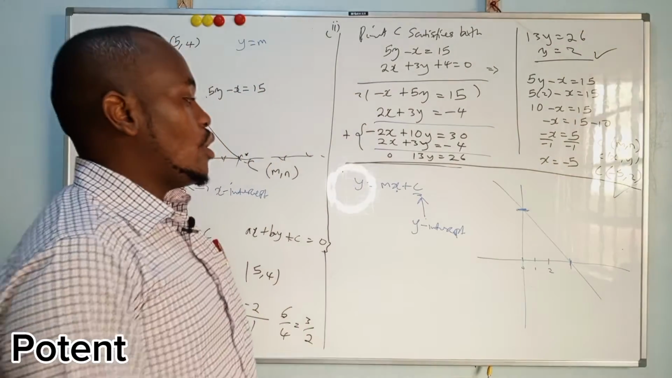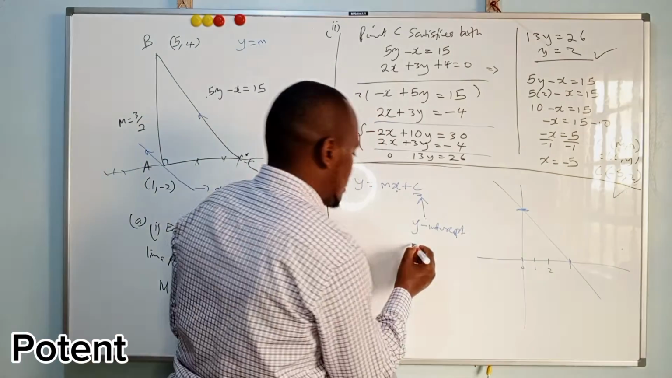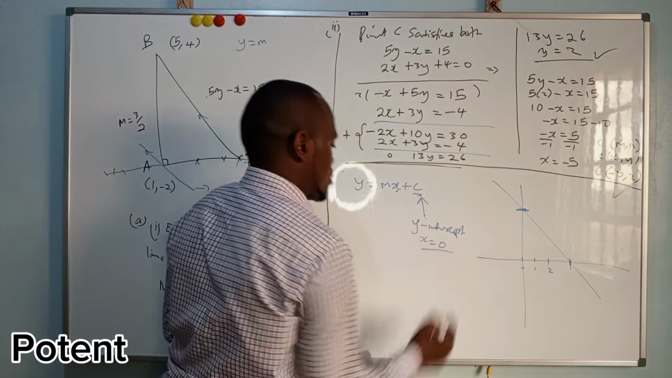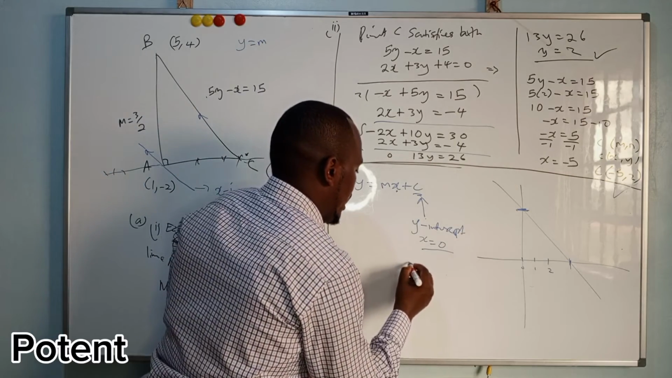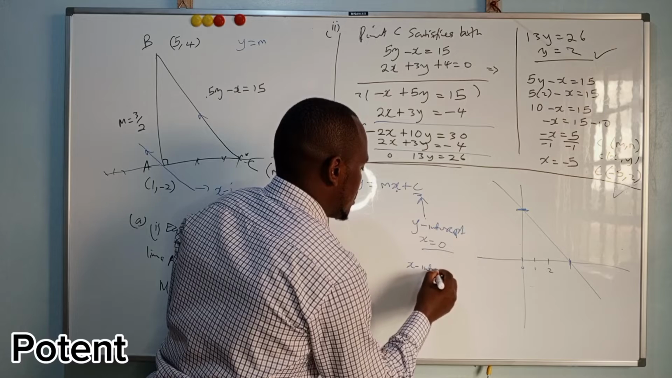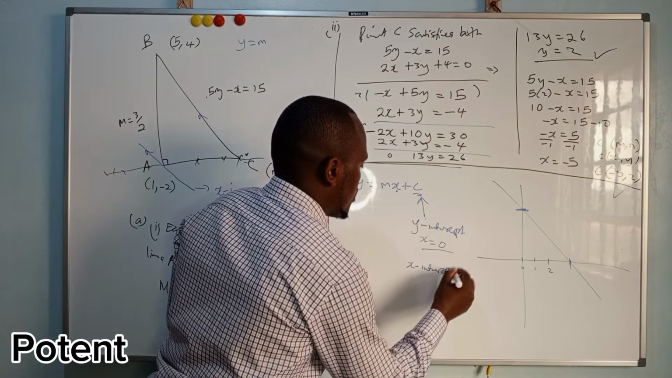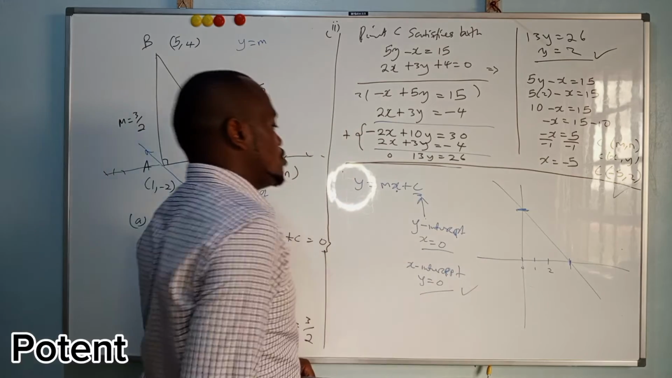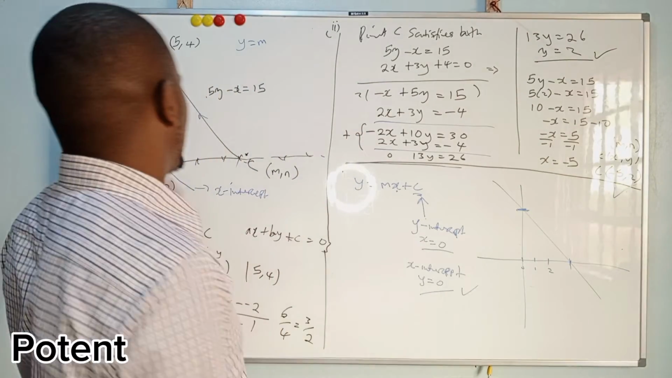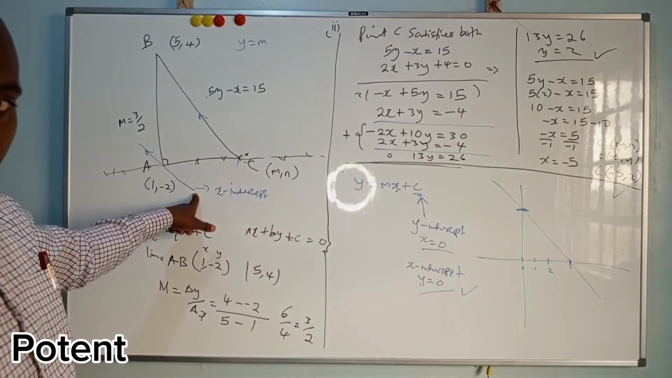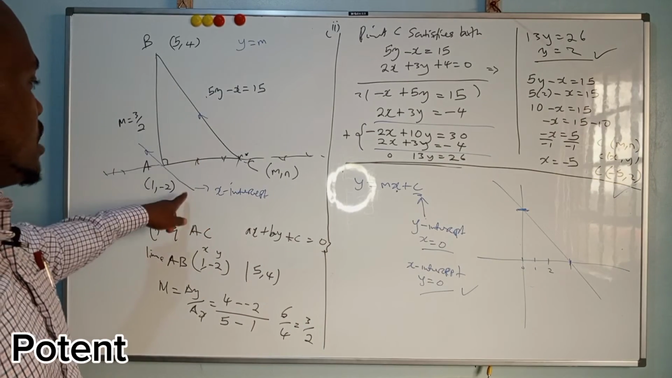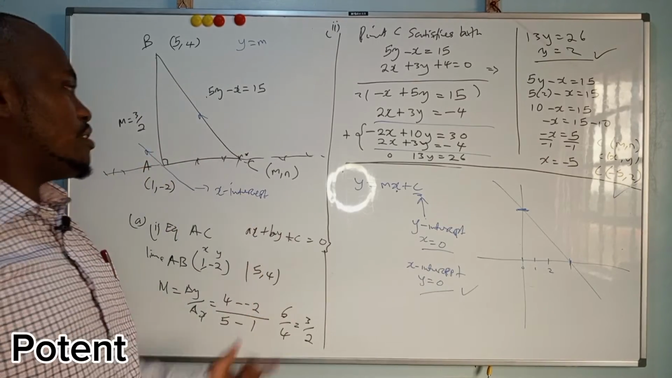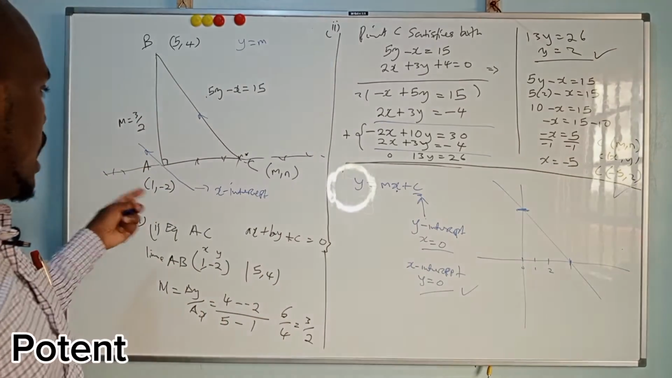Okay? So what about the x-intercept? For the y-intercept, x equals 0. Then the x-intercept is just the opposite, that y equals 0. So this question requires you to find the equation of this line, and then when you find that equation, you say y equals 0 to find the value of x from that equation.